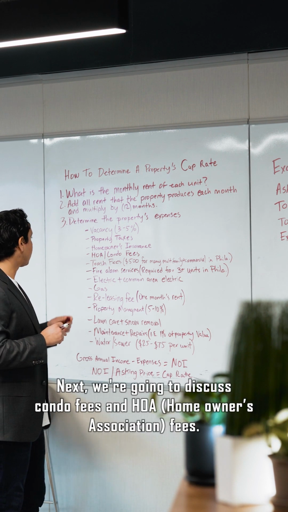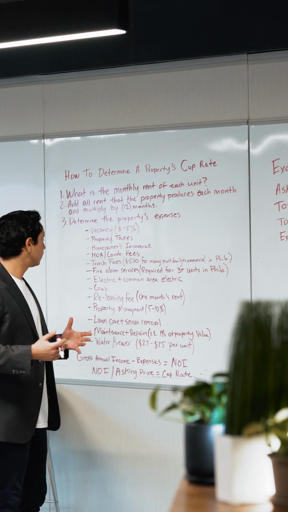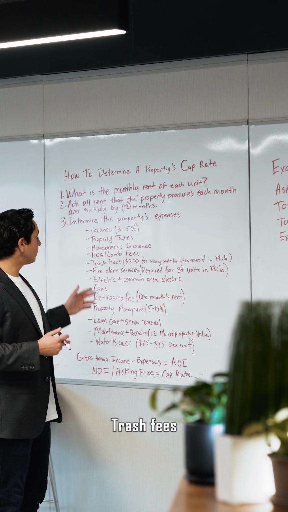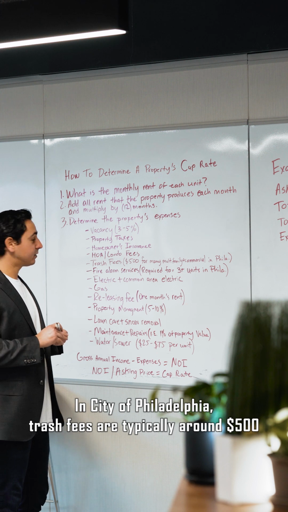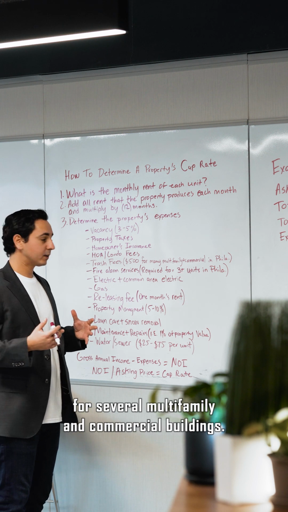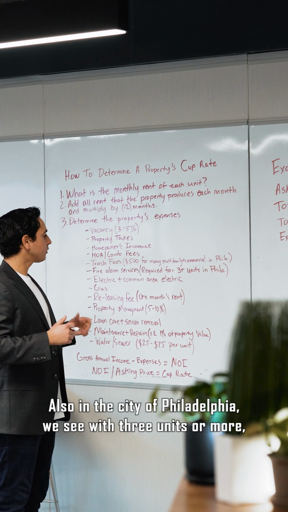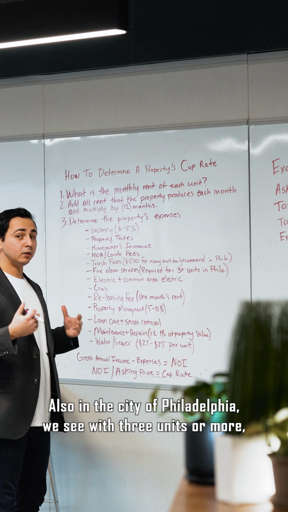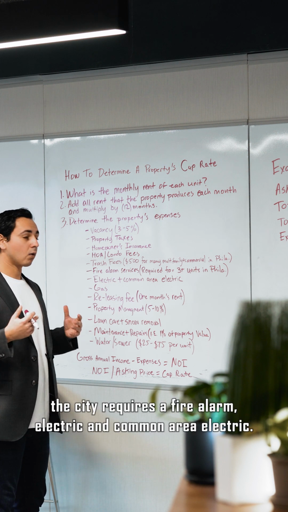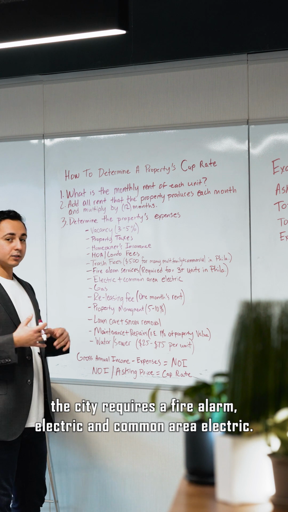Next, we're going to discuss condo fees and HOA fees, if the property has an association or it doesn't. Trash fees. In the city of Philadelphia, trash fees are typically around $500 for several multifamily and commercial buildings. Fire alarm services. Also in the city of Philadelphia, we see with 3 units or more, the city requires fire alarm.